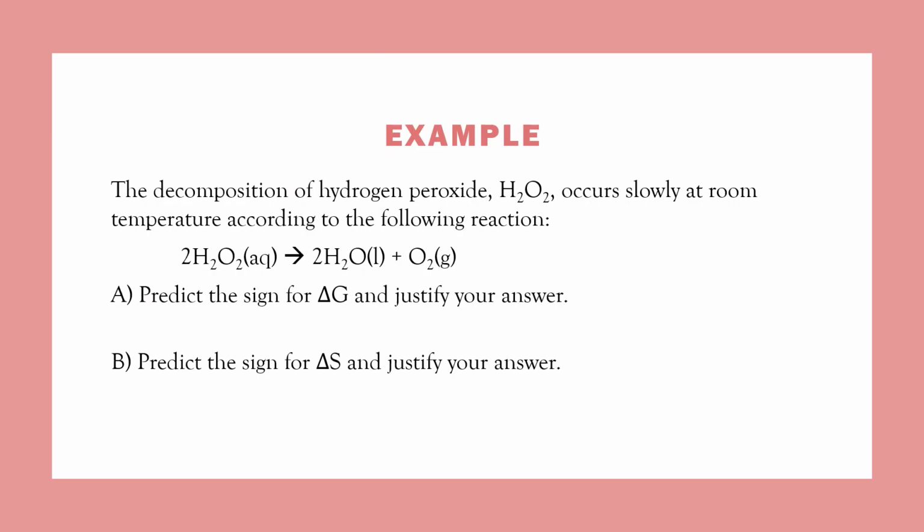Let's look at a couple examples. We already talked about this one. The decomposition of hydrogen peroxide occurs slowly at room temperature. Predict the sign for delta G and justify your answer. Anytime you see something that says it occurs, even if it's slow or fast, it doesn't matter the speed, as long as it is occurring without outside work, delta G will be negative because it's thermodynamically favorable. And then for delta S, that's entropy. It's going from 2 aqueous particles into 3 particles, and one of them is a gas, so entropy will be positive.